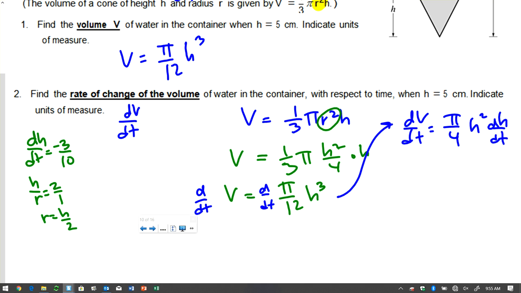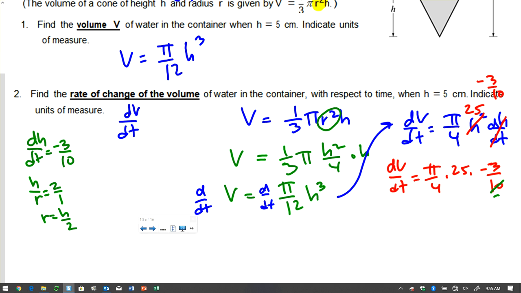So can I use my moment in time now? Yes. So what's my h? It's 5, so I'm going to change that to 25 because that's h squared. What's my dh/dt? -3/10. And then all I'm going to do here is multiply together. So I have pi over 4 times 25 times -3 over 10.